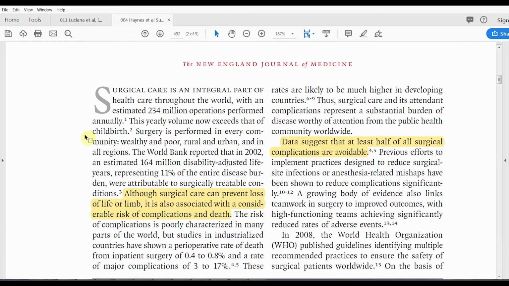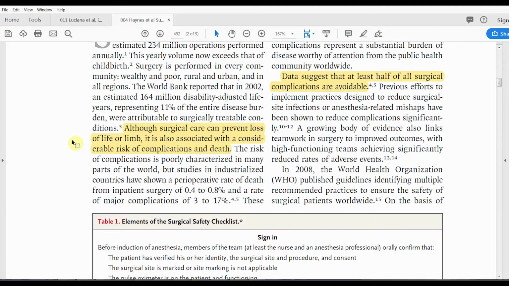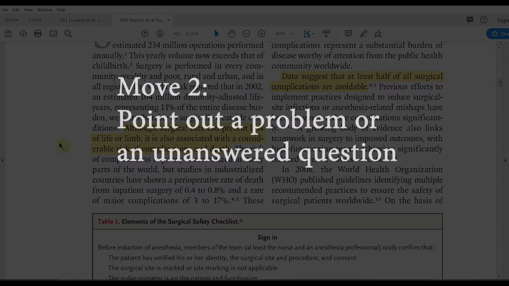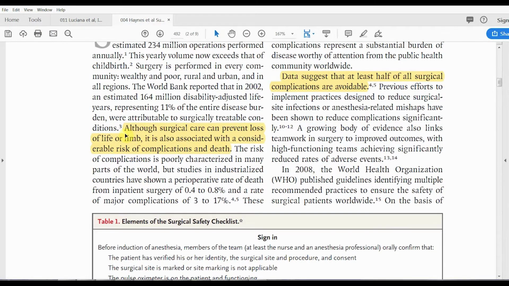They're saying surgery is a big part of how we conduct medicine. It is a very common occurrence. Then, move number 2, you point out a problem. You point out something that is wrong, something that is inefficient, something that isn't quite working right. Or in the context of research, some question that has not yet been answered. So here's where they do that. Although surgical care can prevent loss of life or limb, it is also associated with considerable risk of complications and death. And they go on to talk more about that, but that sentence right there raises a problem that they are covering. They're saying, okay, surgery is very common, but there are these problems with it.